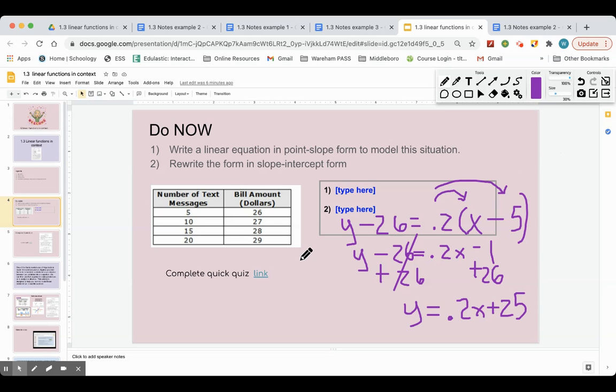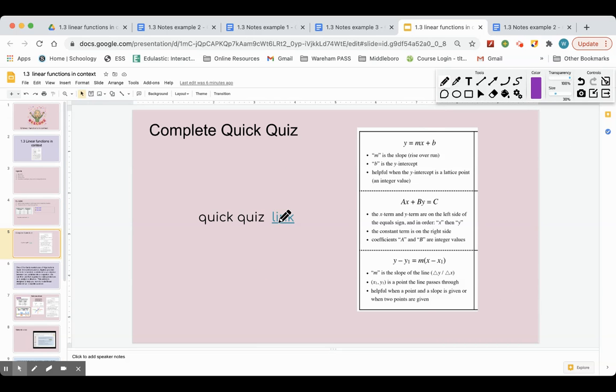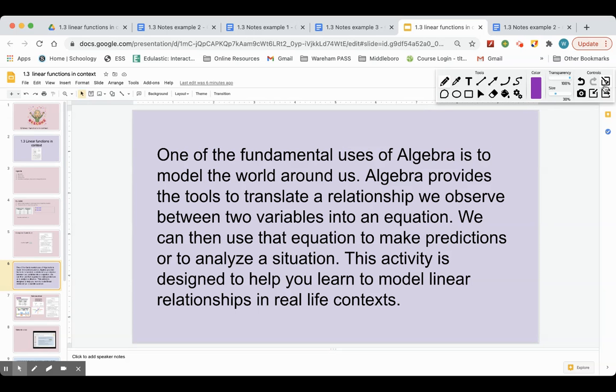So there is a little link right here for you to try the quick quiz, which is in a Google form. It's also right here. And here are the different forms. Remember, standard form is Ax plus By equals C, and your x and y are on one side, the constants on the other. Try to get your x variable to be positive. Once you're done taking the quick quiz, come on back and we'll start looking at some of the context problems.